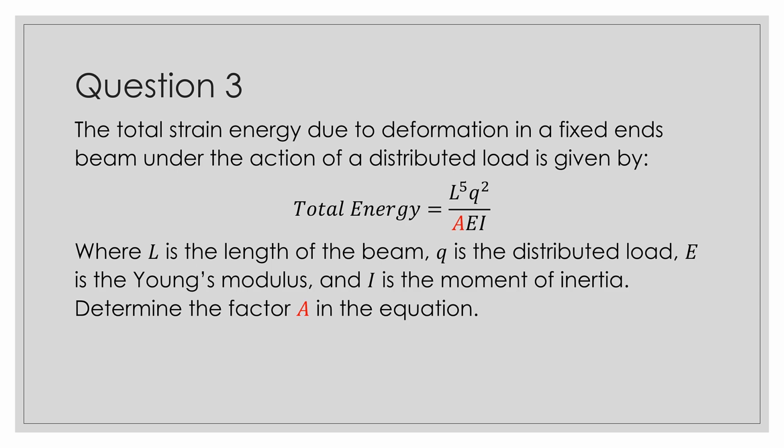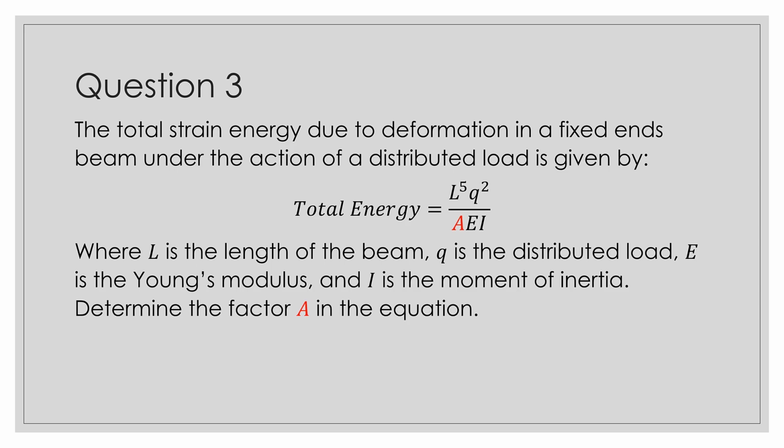Now, question number 3 says, the total strain energy due to deformation in a fixed ends beam under the action of a distributed load is given by L to the power of 5, so that's the length, multiplied by Q squared, where Q is, of course, the distributed load, all divided by A times E times I, where E is the Young's modulus and I is the moment of inertia. Now, the whole question wants us to determine what that factor A is.